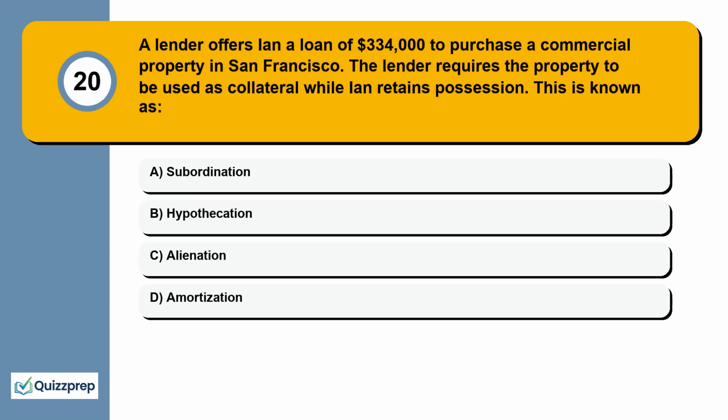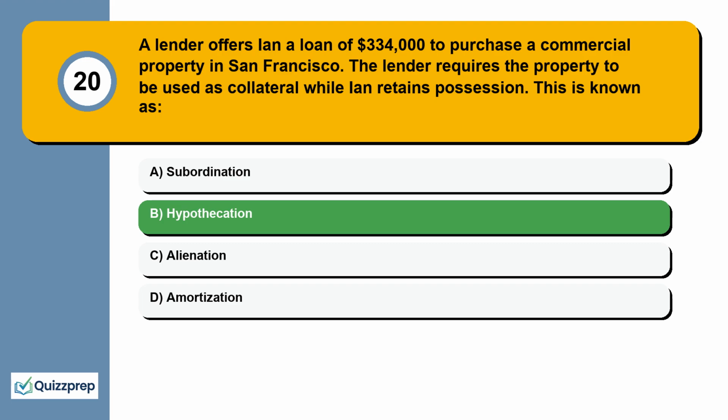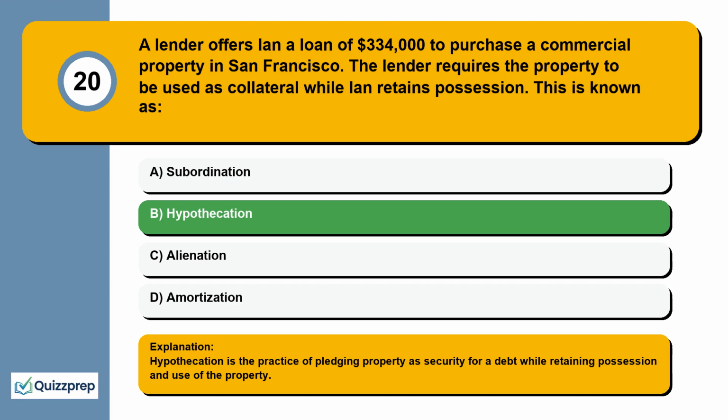Question 20. A lender offers Ian a loan of $334,000 to purchase a commercial property in San Francisco. The lender requires the property to be used as collateral while Ian retains possession. This is known as subordination, hypothecation, alienation, amortization. Hypothecation is the practice of pledging property as security for a debt while retaining possession and use of the property.